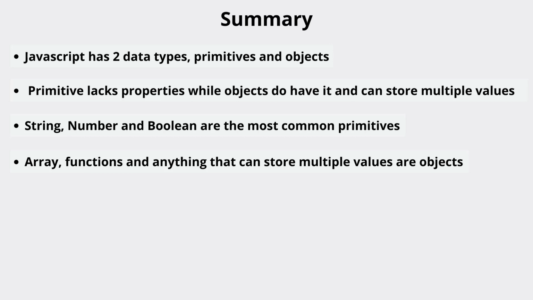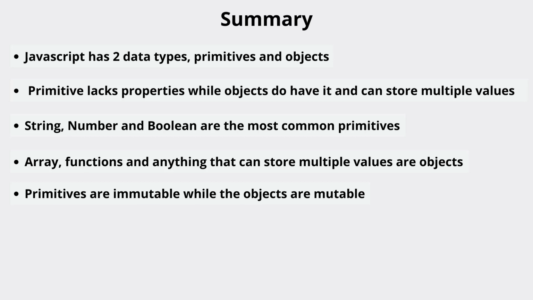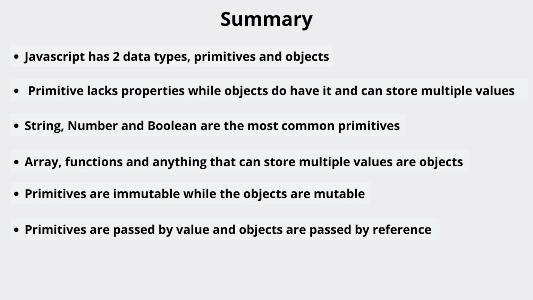Now, the value of primitives can never be changed, while objects can be changed or modified according to your wish. So, most importantly, primitives are passed by value while objects are passed by reference. This is a very key thing to note here. If you have no idea what I'm saying here, please go back to the lecture and have a look at value versus reference types.